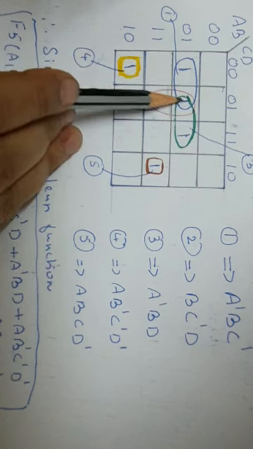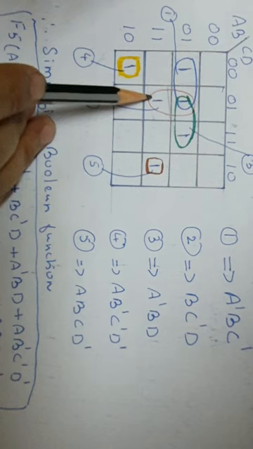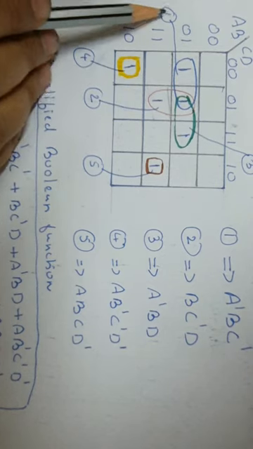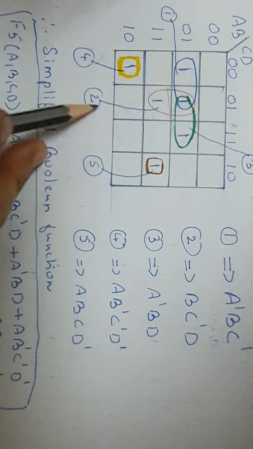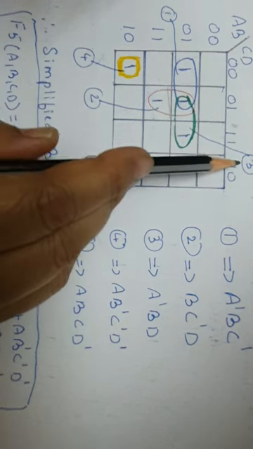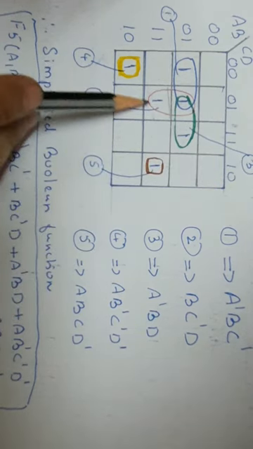These two, one group. These two, one group. Three groups we have made. This one we have called group 1. Then this one we are calling group 2. This one we are calling group 3. So, four 1s are covered.